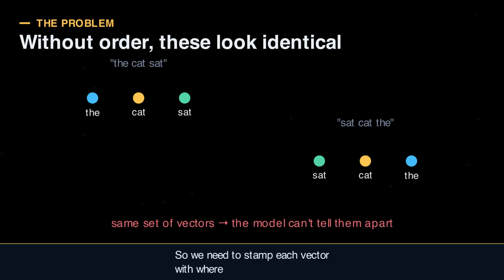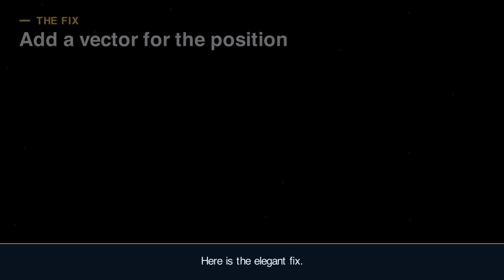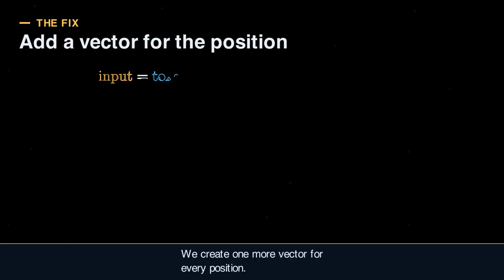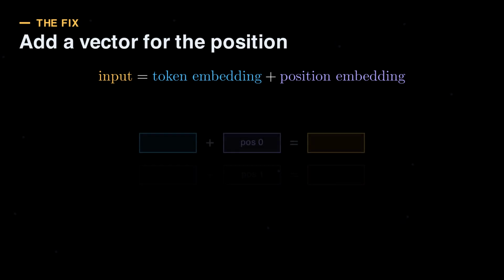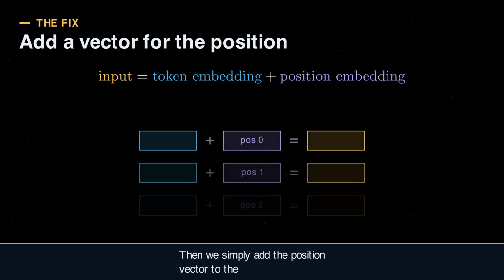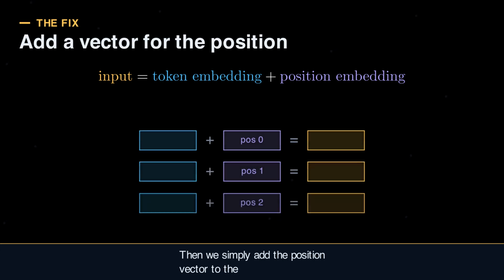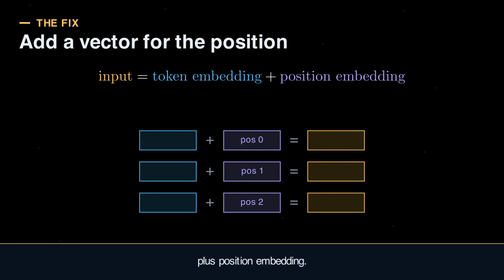So we need to stamp each vector with where it sits in the sentence. Here is the elegant fix. We create one more vector for every position. A vector that means position 0, another that means position 1, position 2, and so on. Then we simply add the position vector to the word vector. Final input equals token embedding plus position embedding. Same size, just added together, element by element.